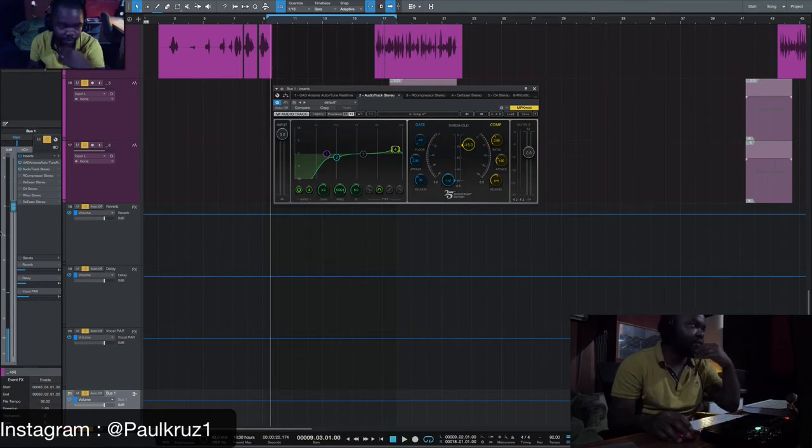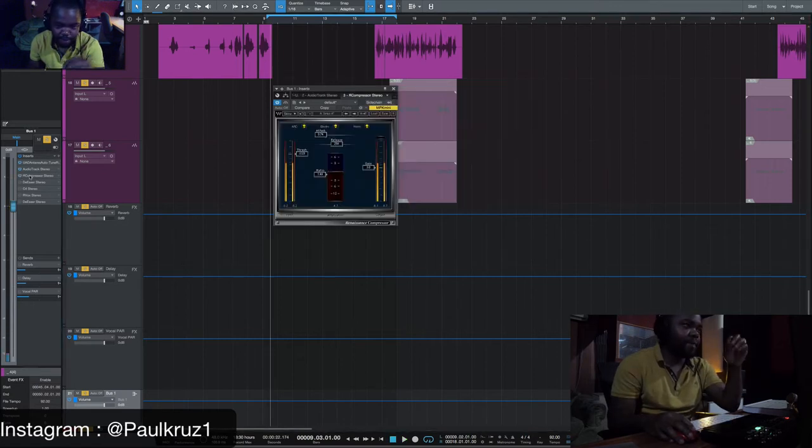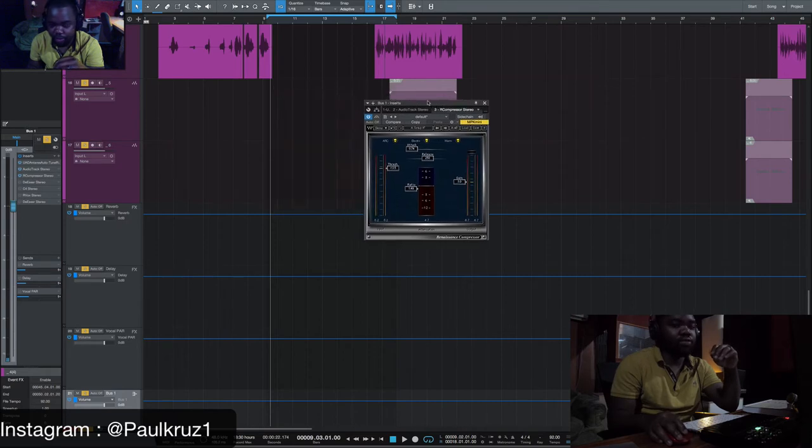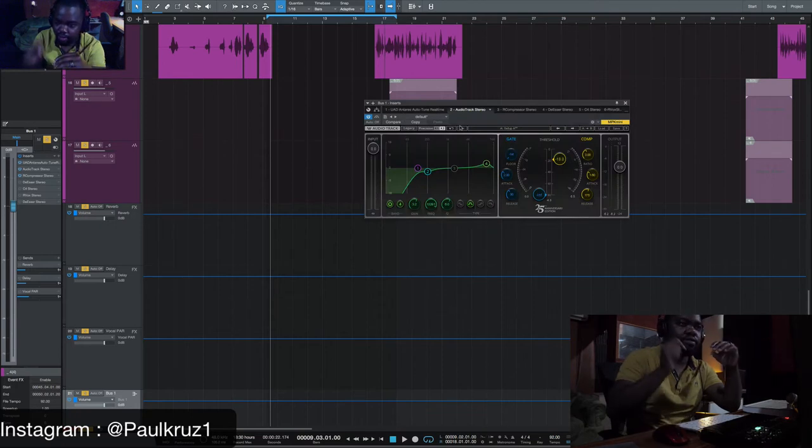Just 2 dB of compression here, and then I'm taking it into another compressor now to make things uniform, because that one is just catching my first peaks, just to catch those.